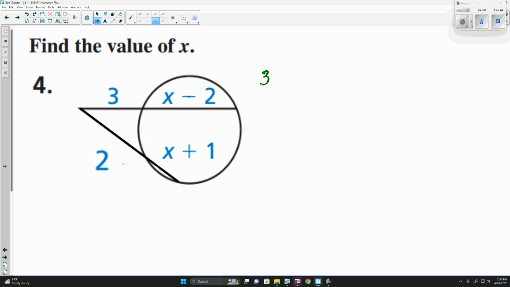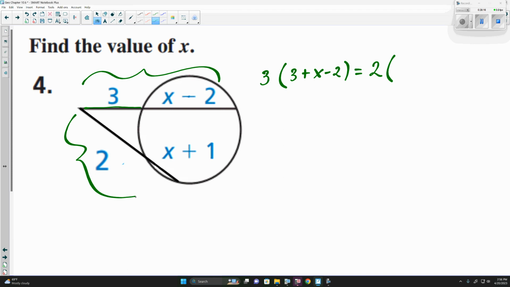Now, if we look at this here, we have the external times the whole. So the whole is going to be 3 plus x, is equal to the external times the whole. So we're going to add 2 and 2 plus x. Wait. Where'd you get the other 3? You have 2 and 3 at the first one. 3 and the exterior times the whole.